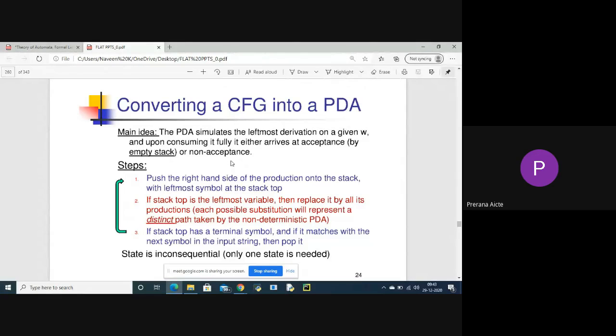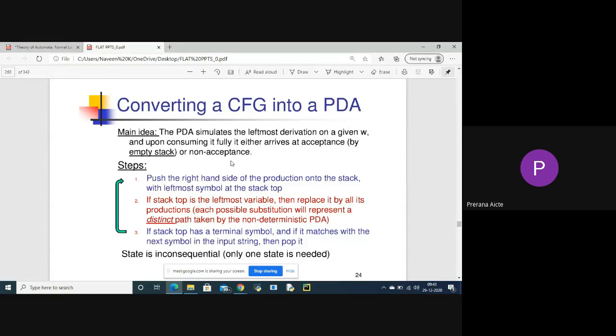Up to now, we have completed the syllabus of finite automata, regular expressions, and conversion of FA to RE and RE to FA. And next, construction of push-down automata for several languages. Today we'll complete the topics of conversion of CFG to PDA and PDA to CFG, LBA and Turing machine.